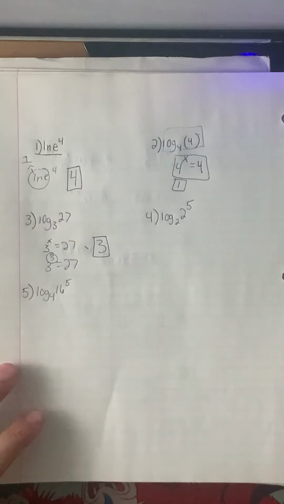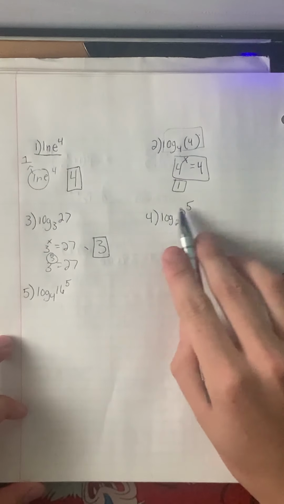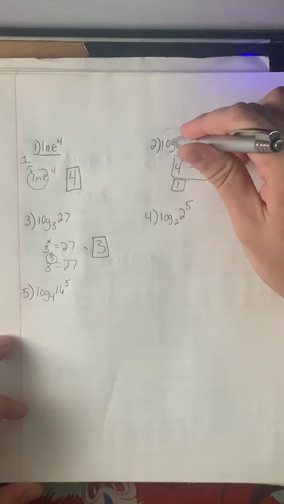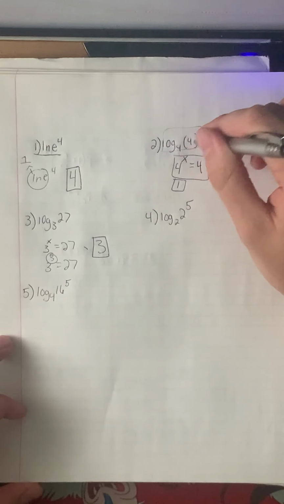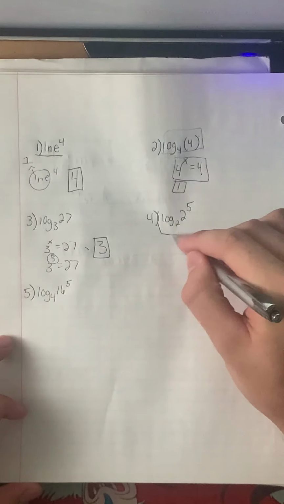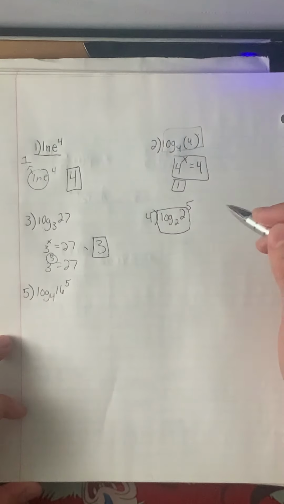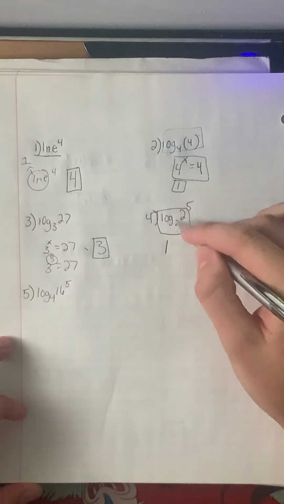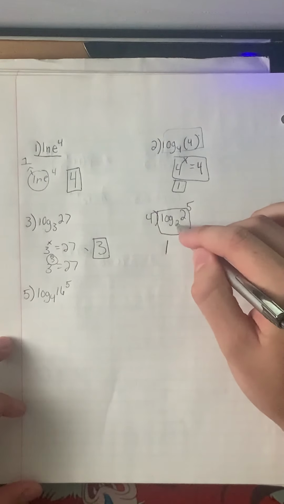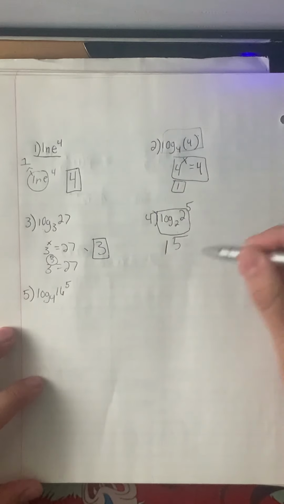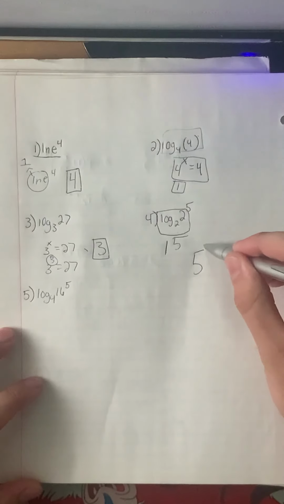Now for this one, we have the same idea going on as number 2 up here. With that one we ended up with 1 because these cancel. So once again we have the same base, same number here, so all of this is just going to equal 1. Because these cancel because they're the same bases, and then we multiply it by 5, so our answer is just 5.